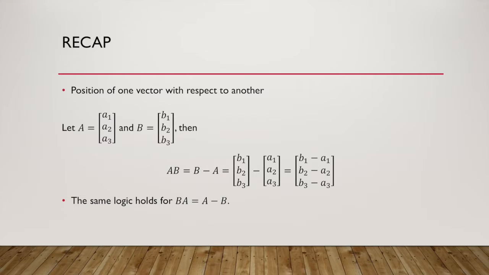To recap now, we talk about the position of one vector with respect to another. So if I have some vector A that has three components, a1, a2, a3, and a vector B that also has three components, b1, b2, b3, then the vector from A to B is equal to the vector B minus A, which is equal to b1, b2, b3 minus a1, a2, a3. And this subtraction occurs component-wise. So b1 minus a1, b2 minus a2, b3 minus a3. So you can only add and subtract vectors that have the same number of components. Similarly, if I want to know the vector BA, then it'll be the vector A minus the vector B.